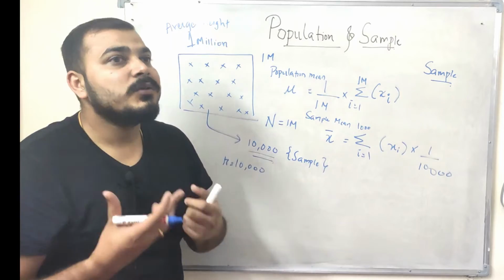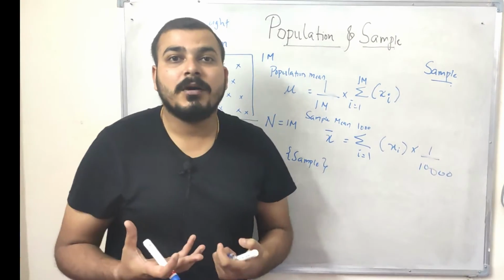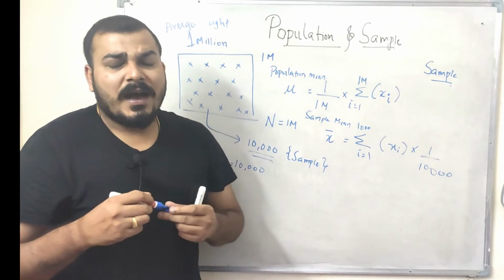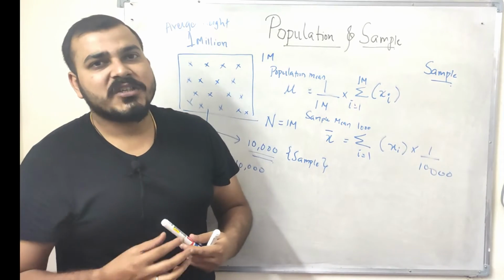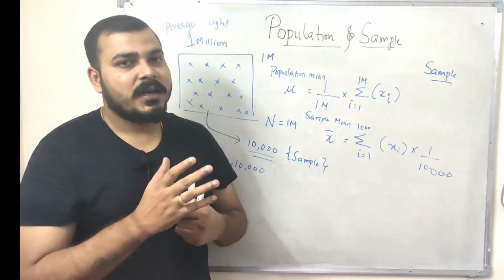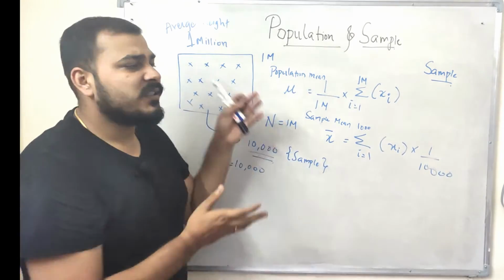Now what is the real use case of this? Why are we learning about population and sample? Guys, remember, if you have done at least one machine learning problem statement, you'll be seeing various data sets, right? In that particular data set, you'll have some fixed number of records.